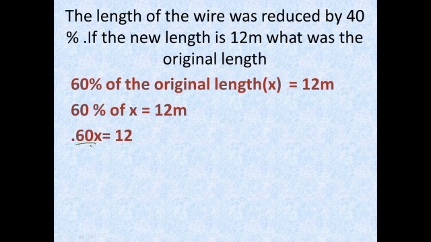Divide both sides by 0.60, and you get x is equal to 12 divided by 0.60, which is equal to 20 meters. So the original length was 20 meters and it was reduced by 40%, and the new length was 12 meters. So this is the way.